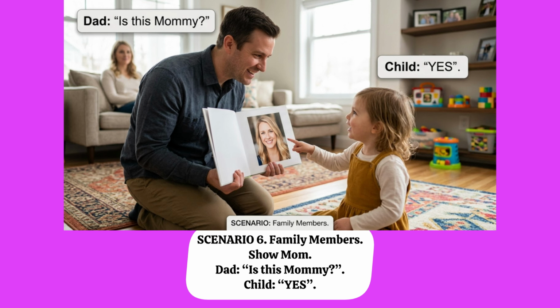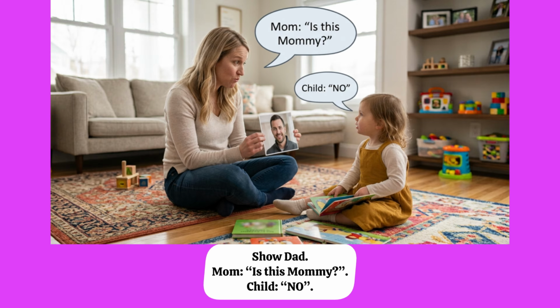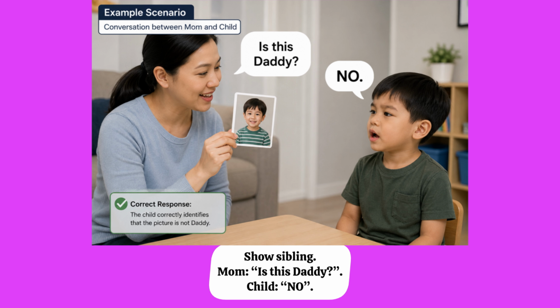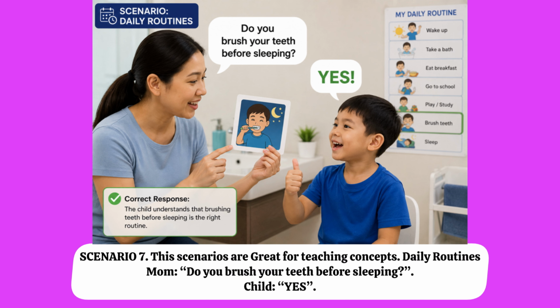Scenario 6. Family members. Show mom. Dad: Is this mommy? Child: Yes. Show dad. Mom: Is this mommy? Child: No. Show sibling. Mom: Is this daddy? Child: No. Show daddy. Mom: Is this daddy? Child: Yes. Scenario 7. These scenarios are great for teaching concepts.